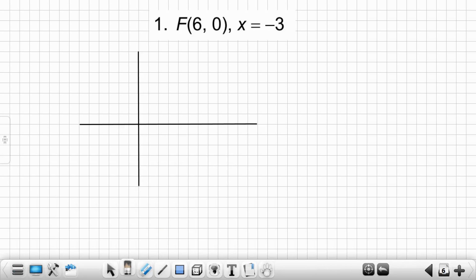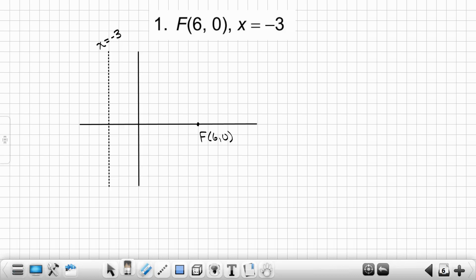So, you've got the focus at 6, 0: 1, 2, 3, 4, 5, 6. We good right there? There's our focus. And are you okay with our directrix? Is that vertical line x equals -3? You do not have to have a perfect graph. I'm just doing it because I want you guys to understand the process that I'm doing.